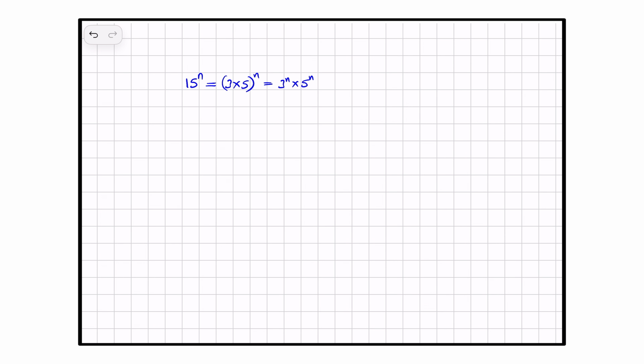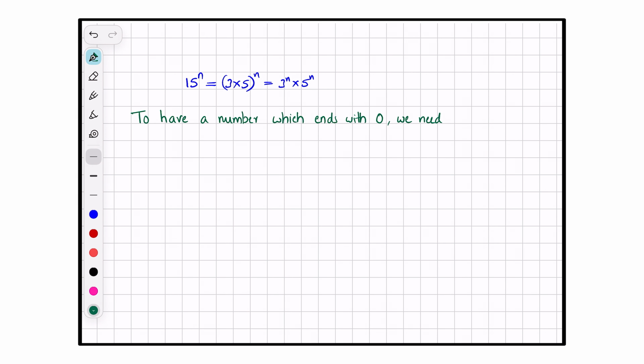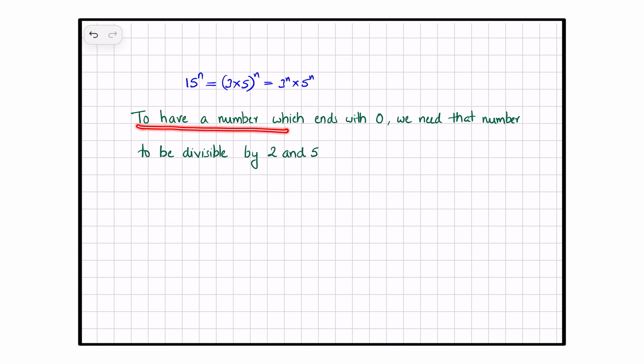Actually, the correct way to look at this kind of problem is that to have a number which ends with 0, the number needs to be divisible by both 2 and 5. In the previous problem with 4 power n and 6 power n, we already had 2 as a factor, but we didn't have 5. In this particular problem, considering 15 power n, we have 5 as a factor available, but we do not have 2.